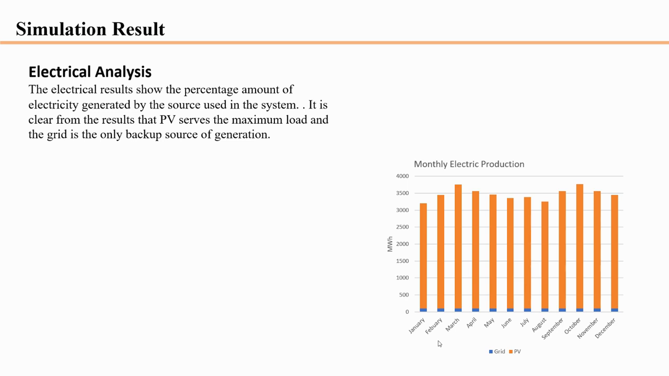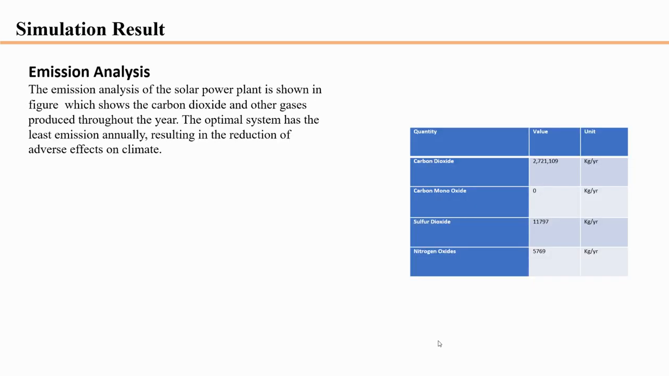After simulating in HOMER Pro, the results are obtained as predicted. It is clearly shown that the PV serves the maximum load and the grid acts only as a backup source of generation. The emissions of the solar power plant are shown, which shows that a large amount of carbon dioxide and other gases are reduced by implementing the solar project.